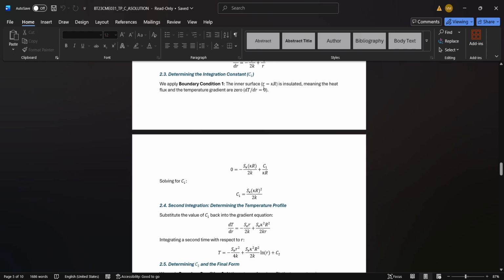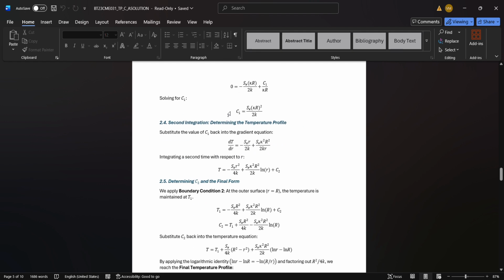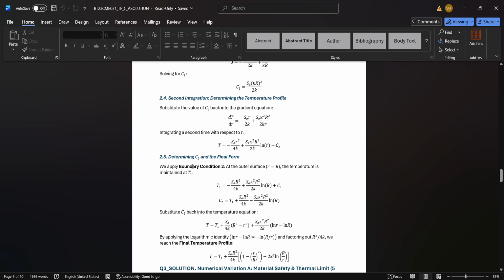Now we apply boundary condition 1, that is surface r equal to capital R is insulated and temperature gradient dT/dr equal to 0. So solving for C1, we got the value of C1, and putting C1 into the expression of dT/dr, we got this equation, and integrating this, we got the capital T equation.